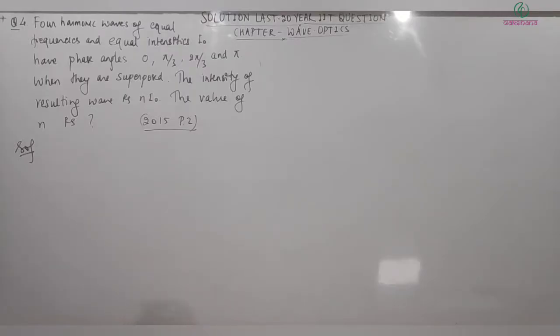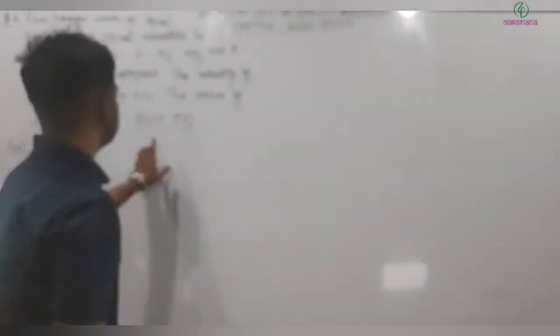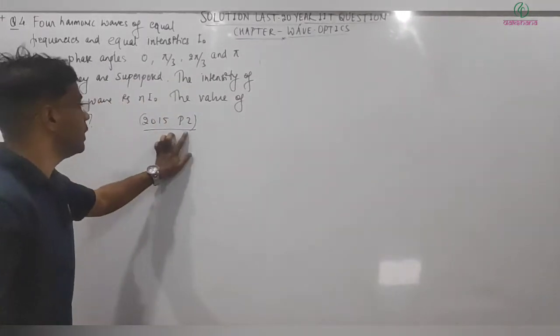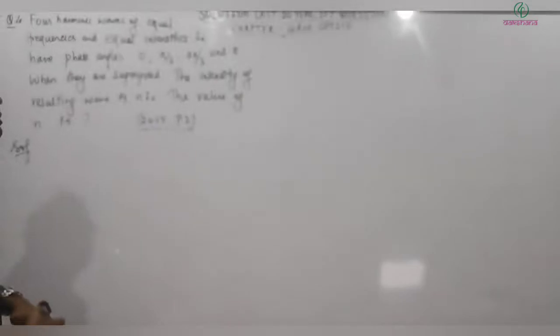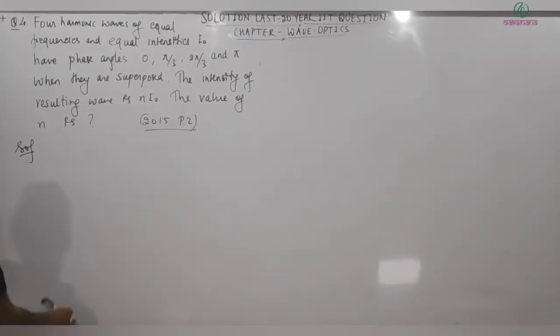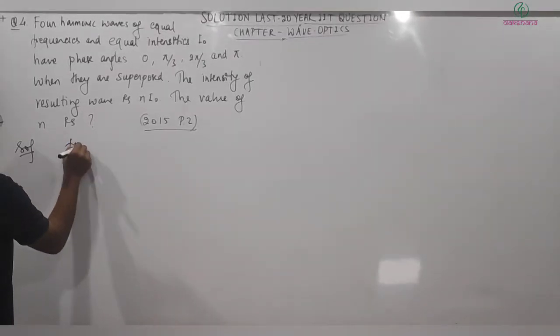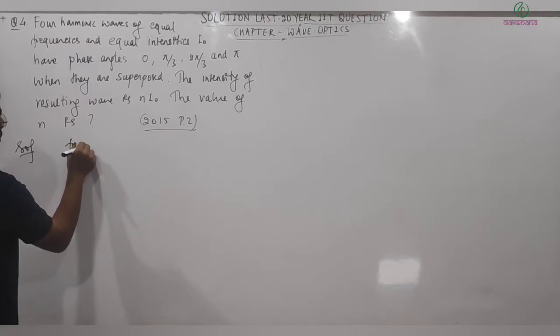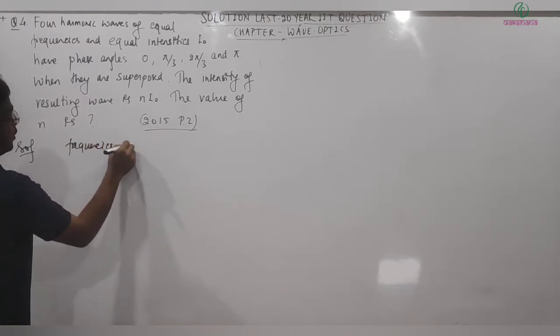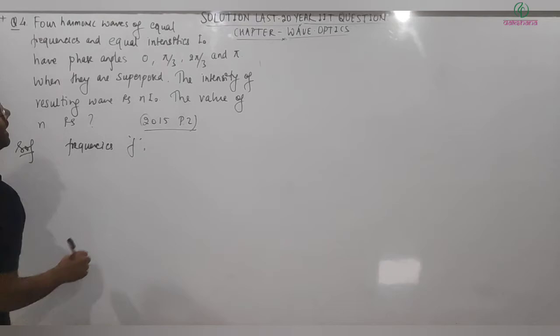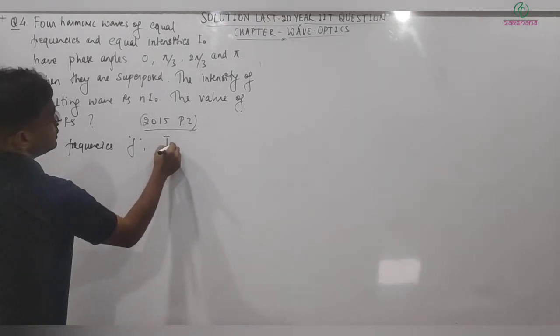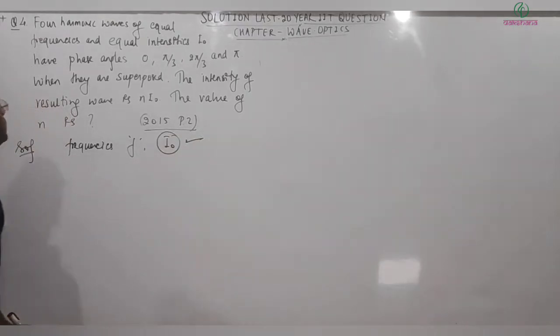Okay, so the next question here was asked in 2015 paper 2. The question is: four harmonic waves of equal frequencies, it's clearly mentioned frequency is equal, and equal intensity I naught also, have phase angles 0, pi by 3, 2 pi by 3 and pi. When they are superposed, the intensity of the resulting wave is n I naught.